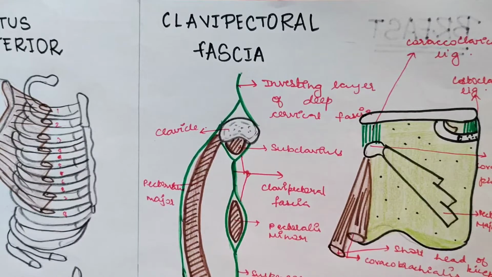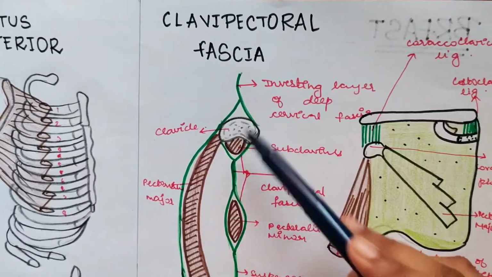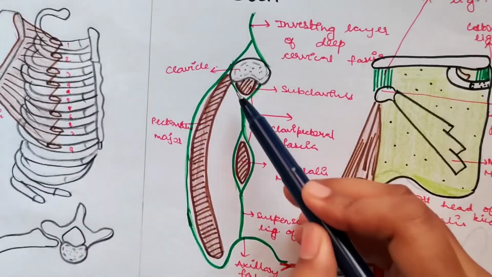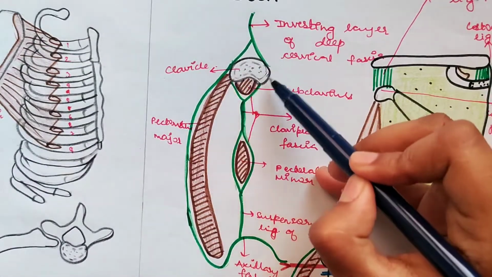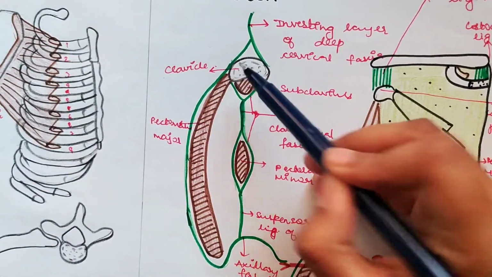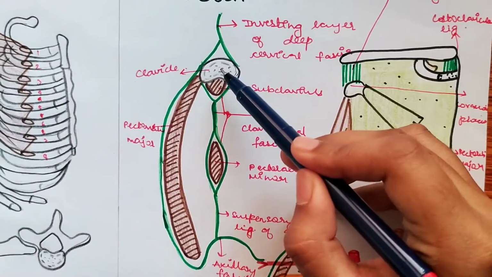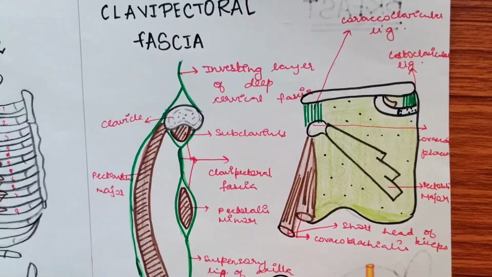So first we'll see the vertical extent. Vertically, the clavipectoral fascia will extend from the clavicle to the axillary fascia. So as you can see, this is the clavipectoral fascia. It is extending from the clavicle. This is the clavicle and this is the axillary fascia. So it is extending from the clavicle to the axillary fascia vertically.